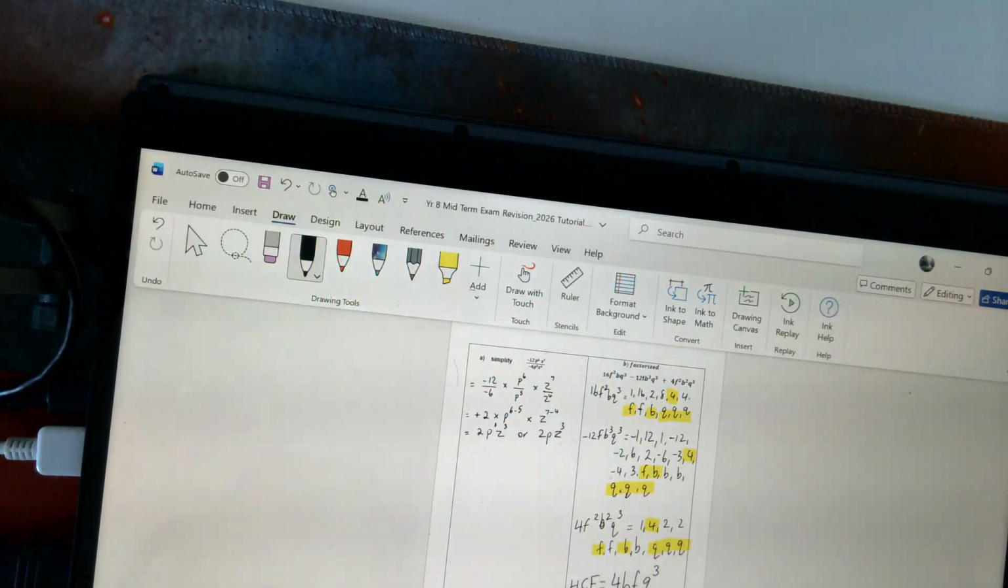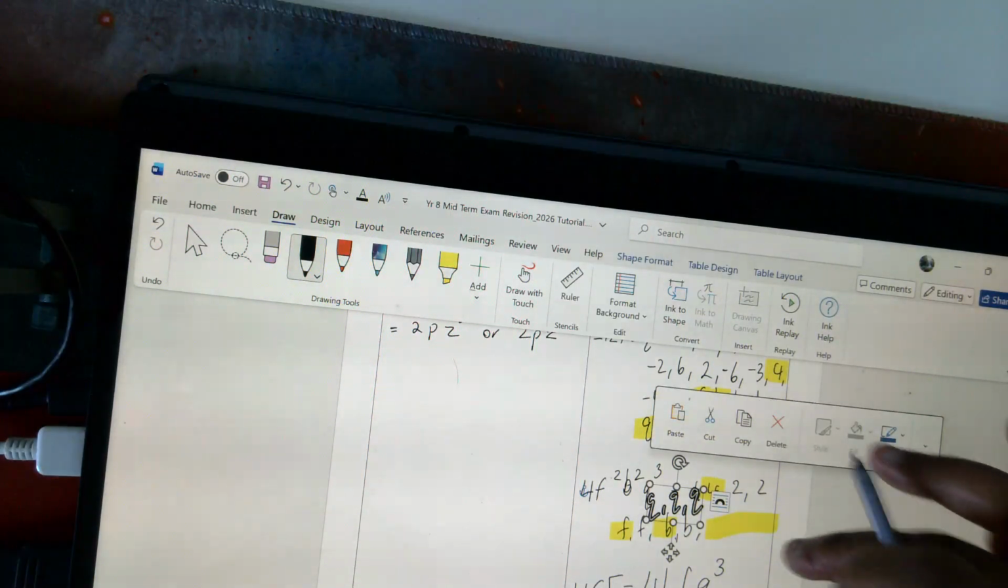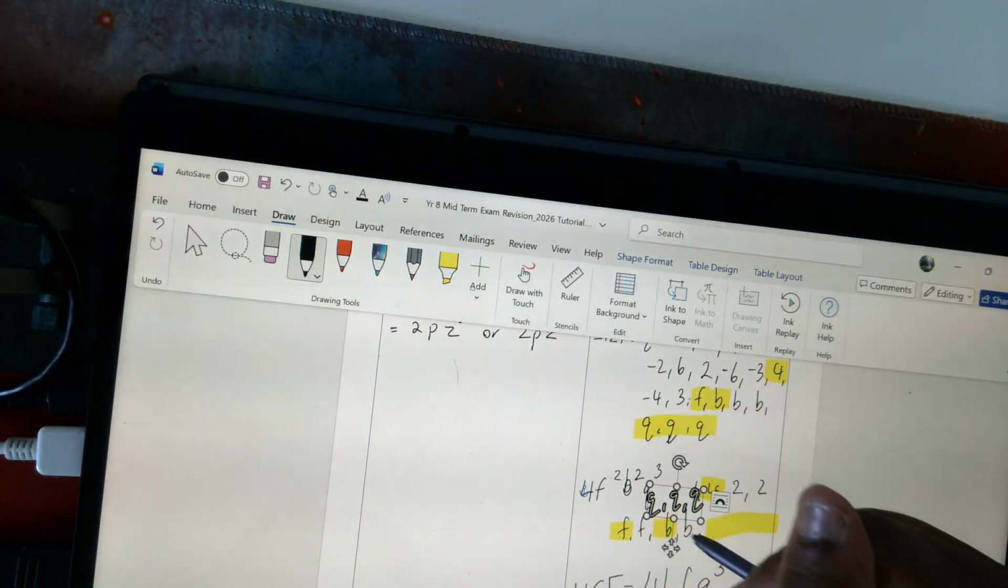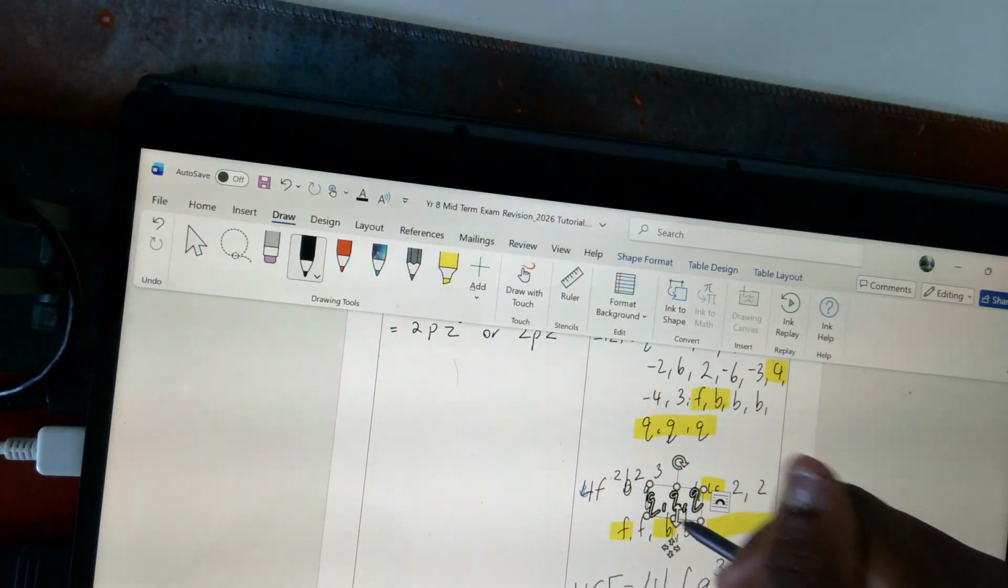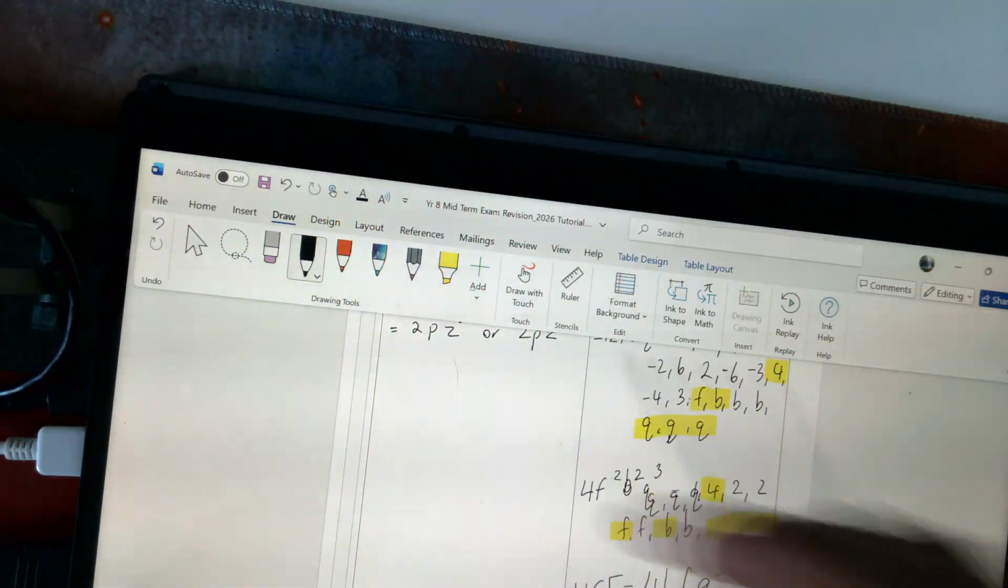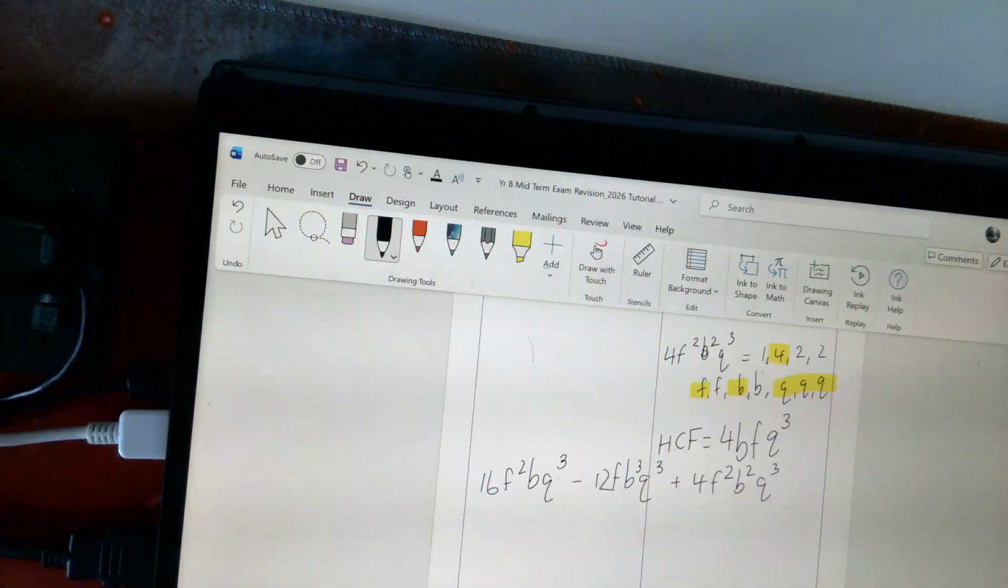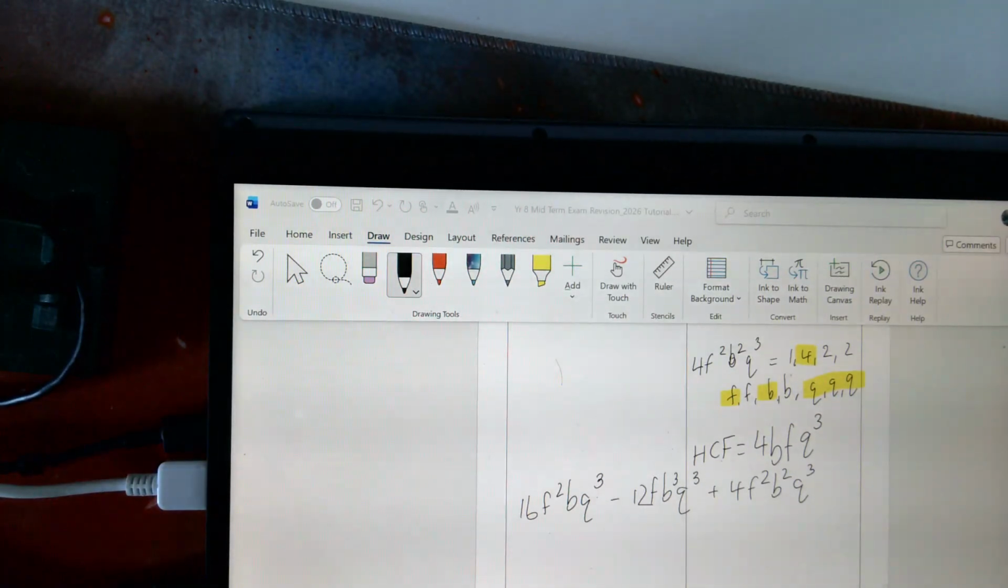So what we're going to do for our answer here, we're going to first write that expression down. So 16f squared b cubed. It's a bit squished, but that's what it is when we write it down. I needed more room, so I've written it across the last question.